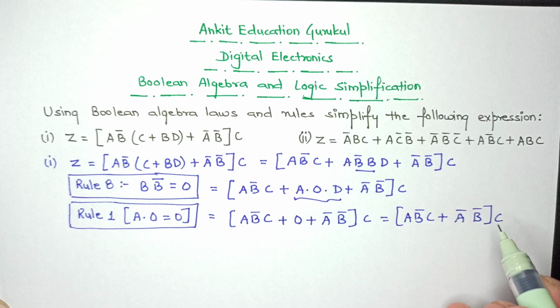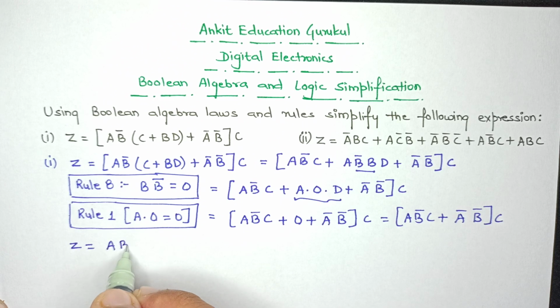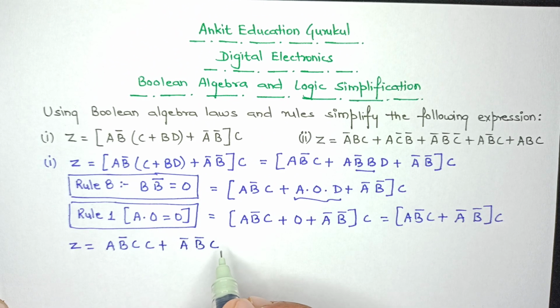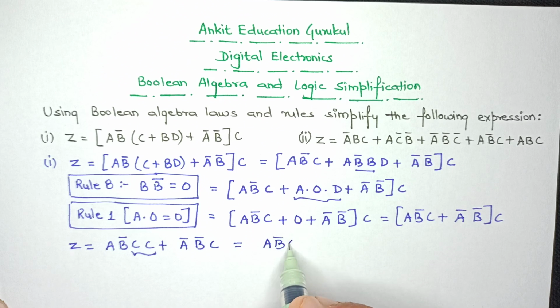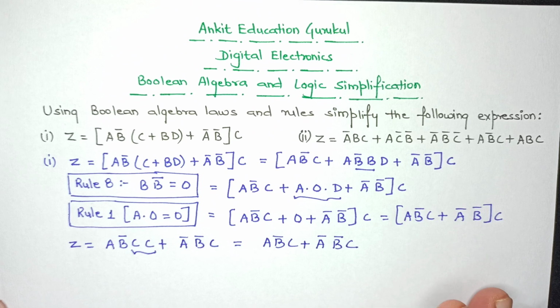Now again in this step we will be using the distributive law. So that means we now have Z is equal to (A B bar C plus A bar B bar) multiplied by C. So we are going to use another rule of Boolean algebra that says that C multiplied by C would become C. So technically what we have here is A B bar C plus A bar B bar C.